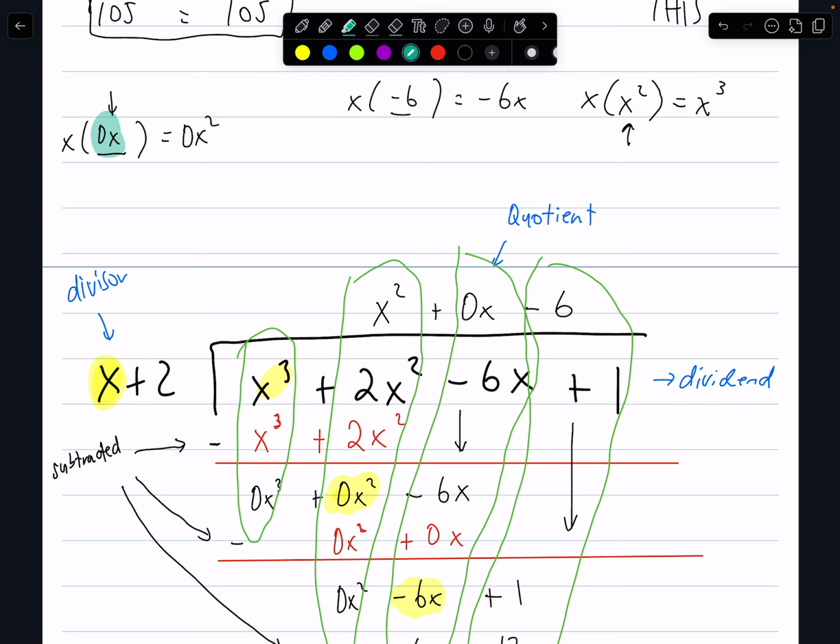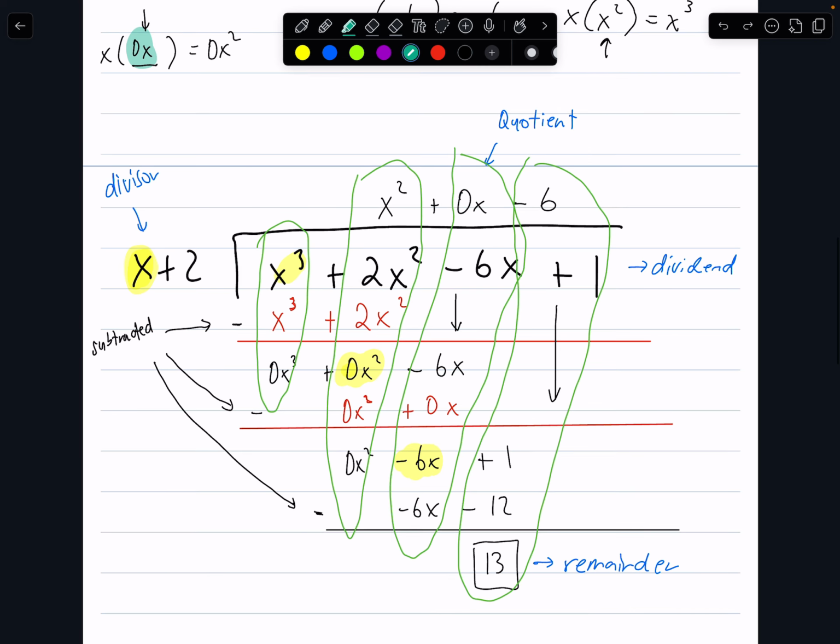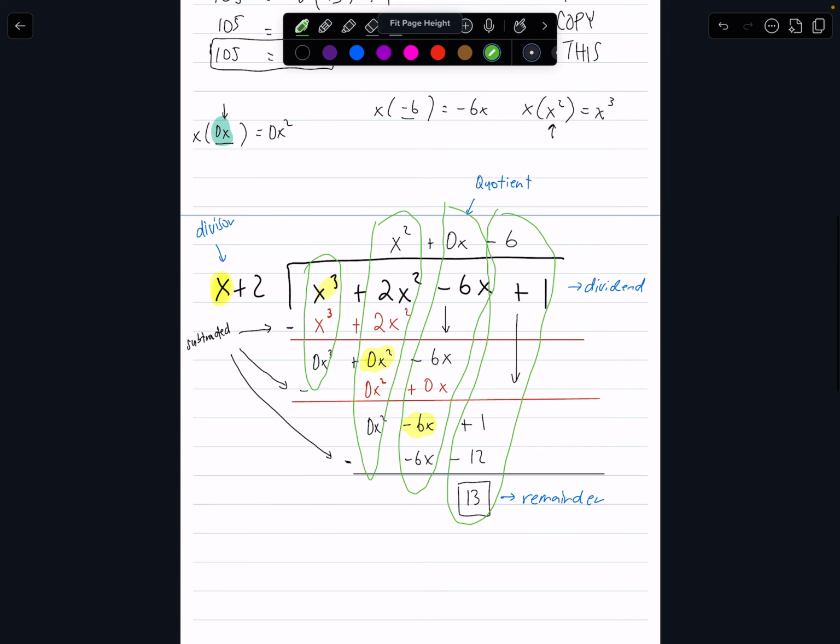I multiplied by 0x because I wanted to put 0x here as a placeholder so that I can keep everything in line. If I didn't put that 0x there, what this would actually look like is I would just have x squared minus 6. Which technically it is, but what that would do, it would take all my alignment out. And if the alignment is ruined, then the question will be ruined as well. So this is why it's important to understand this thing.